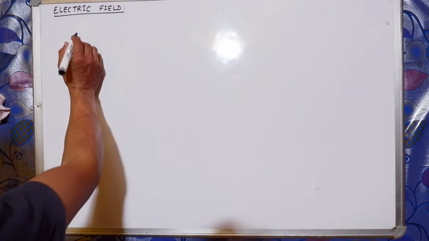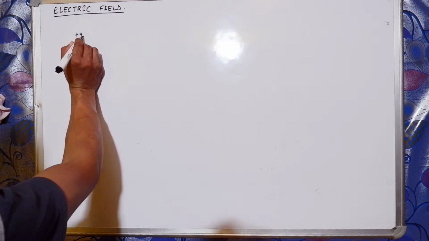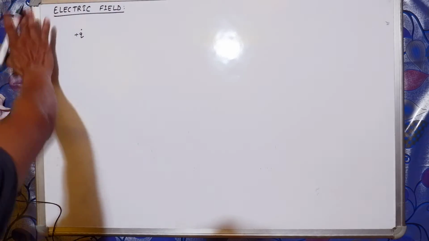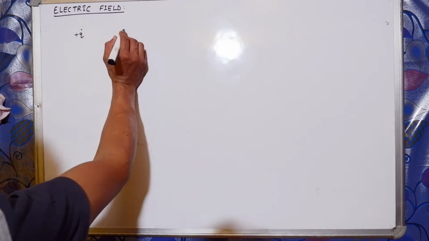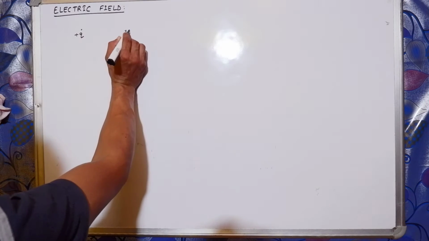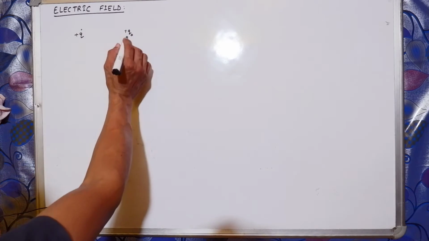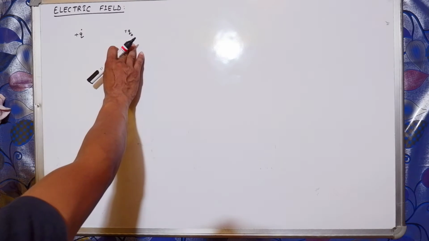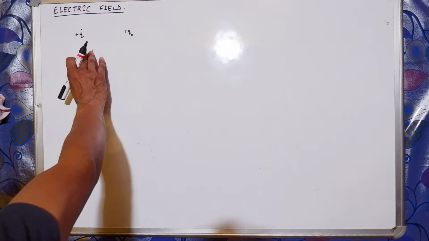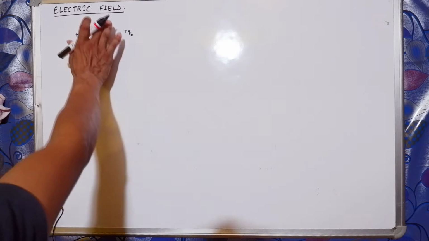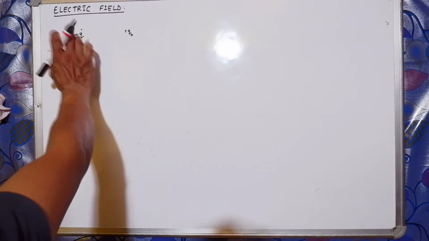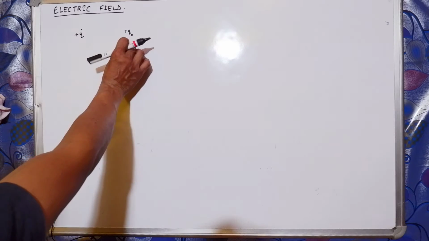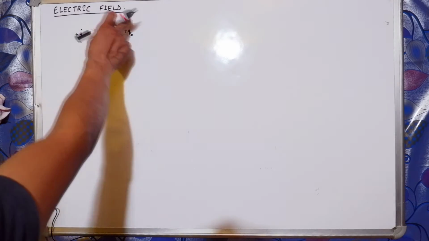So for example, if we have a charge plus Q here, this charge plus Q will develop an electric field around itself in such a way that if we bring another, let us say a test charge plus Q naught, this test charge plus Q naught will experience a force of attraction or repulsion because of the electric field which is produced by the charge Q. The force of attraction or repulsion will depend on the characteristics of these two charges.